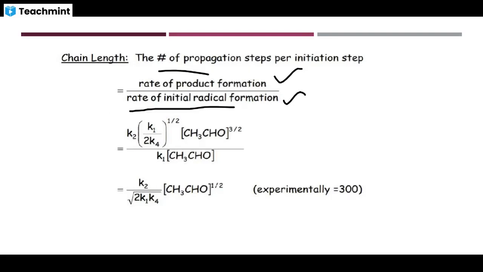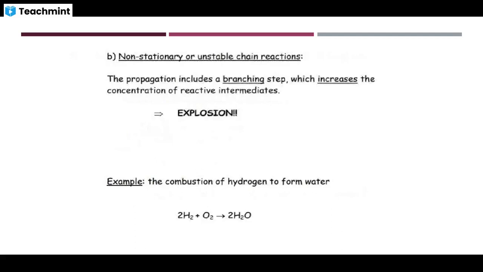This is the rate of initial radical formation, and this is the rate of product formation. The relation between these two is the chain length. Experimentally, it is 300. Next, the non-stationary or unstable chain reaction.